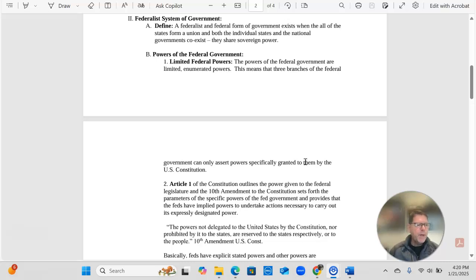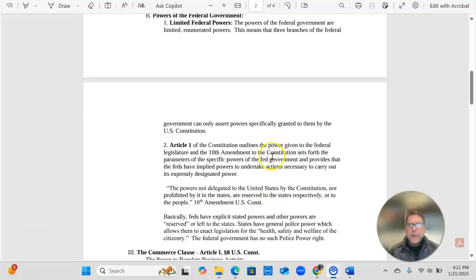So Section 8: coin money, declare war, raise an army and navy, collect taxes, establish a post office, and the last one contained in Article 1, Section 8 of the U.S. Constitution is regulate interstate commerce. We're going to come back to that, which is commonly referred to as the Commerce Clause, Article 1, Section 8 of the U.S. Constitution, to regulate interstate commerce. And so we'll come back to that in a second.